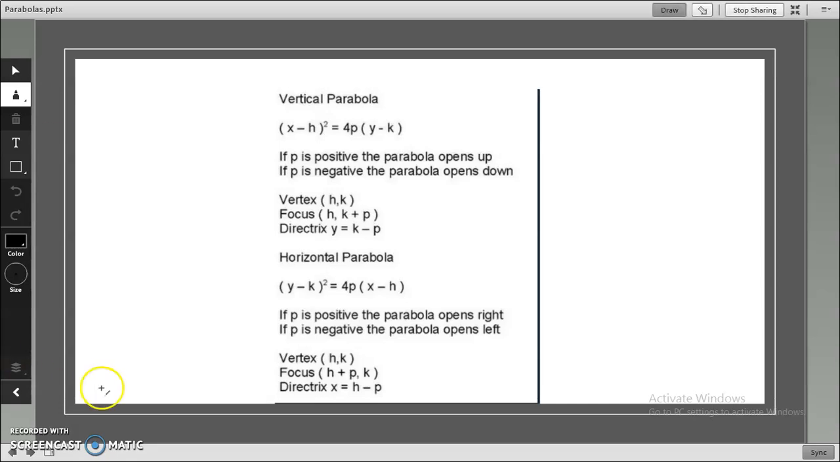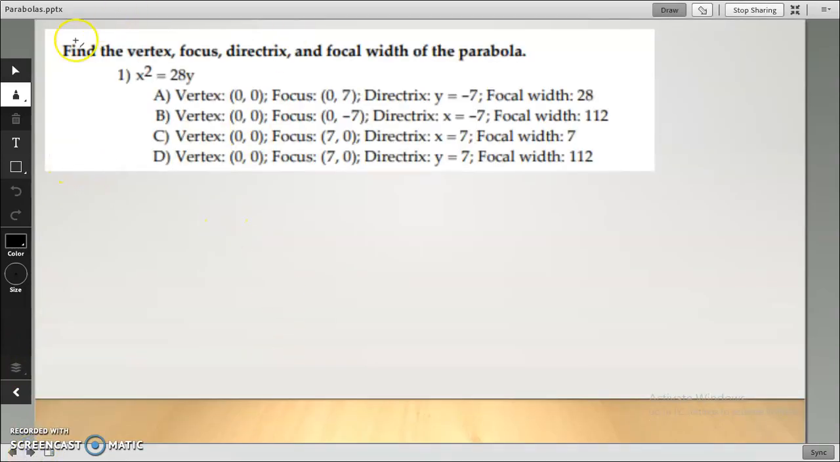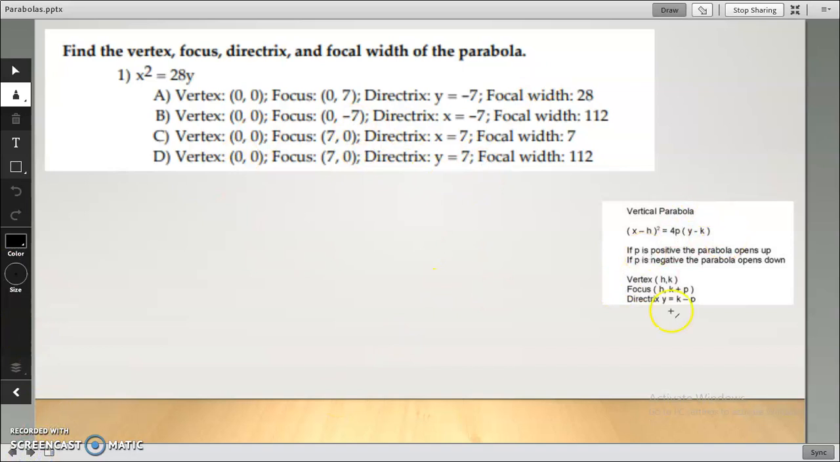I'm running out of time, so I'm going to go ahead and go on because these are just examples and not an actual lesson. Alright, so it says find the vertex, focus, directrix, and focal width of the parabola. So I went ahead and copied and pasted this information here for us so that we can use it. I see that it is x squared, so it has to be a vertical parabola. I can easily see from this that my vertex has to be 0, 0, right? Because I'm not adding an h, I'm not adding a k, so it has to be 0.